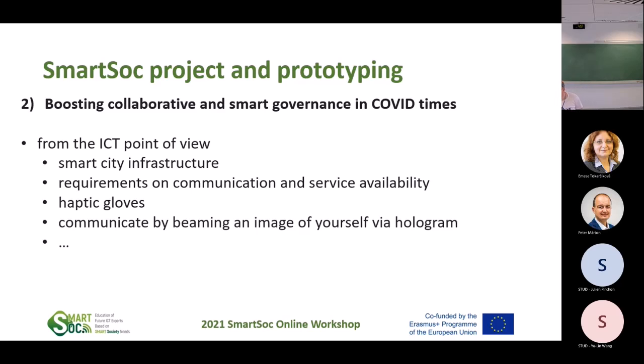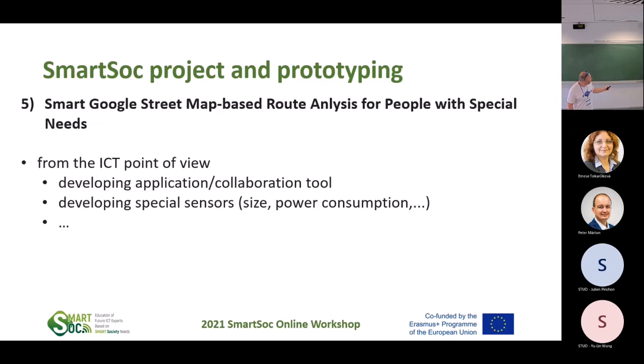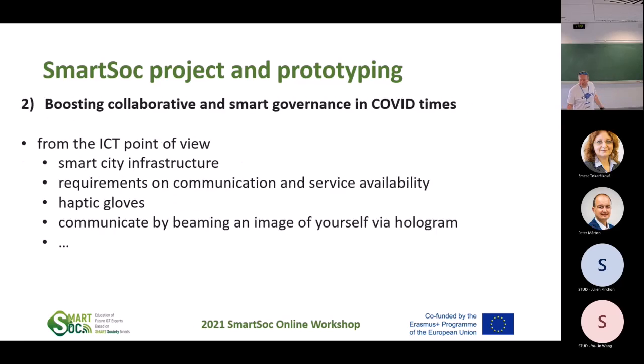We were thinking about special smartphones and adjusted phones for people that are blind, so we can integrate into their OS and offer vendor-specific programs. However, there is also one case study: smart Google Street Map based route analysis for people with special needs. So you can join somehow. But okay, the others, does somebody have some points on this topic? No?